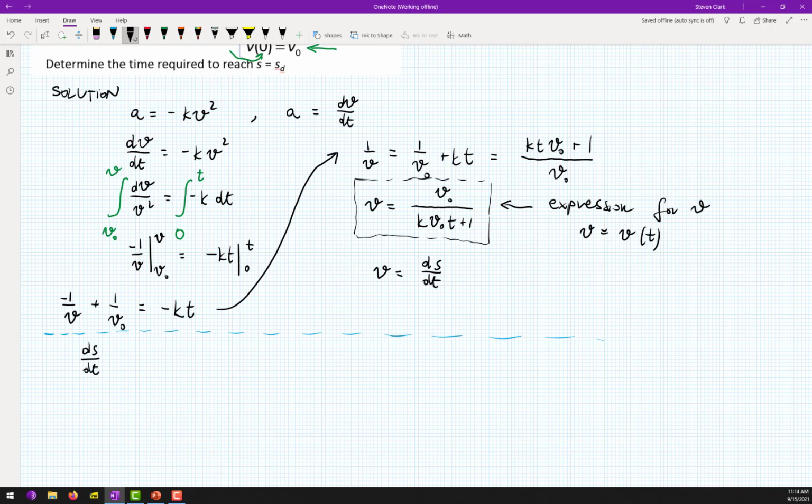ds/dt is equal to v0 over (k v0 t plus 1). Okay, what's the next step? Of course, everything with s on one side, everything with t on the other side. So ds is equal to v0 over (k v0 t plus 1) dt.